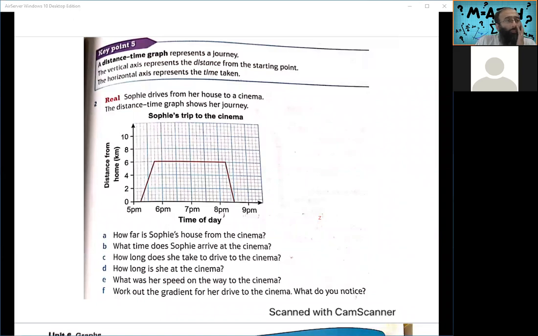So key point number 5. All right, let's have a reader. Asadullah, please, can you read for us at the top of the question, the page?